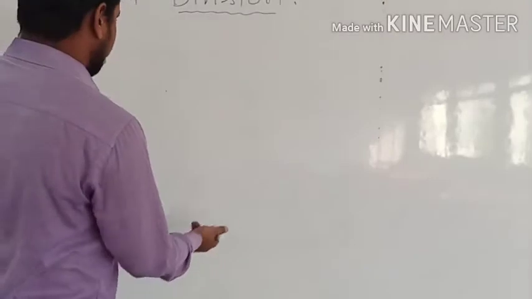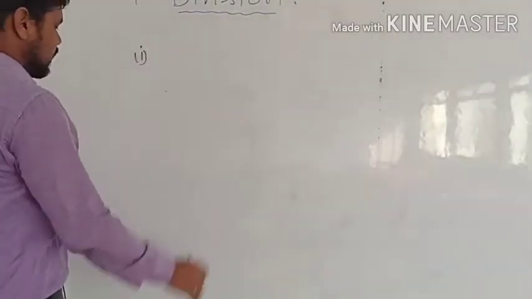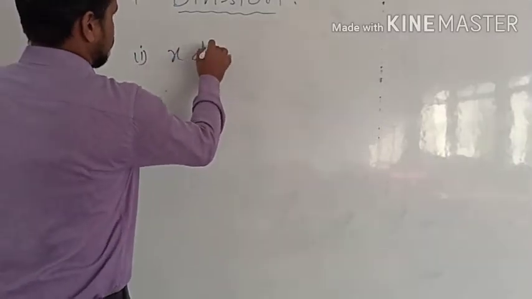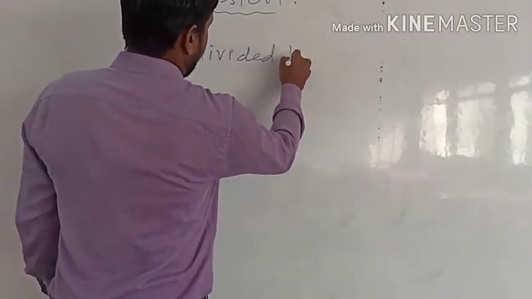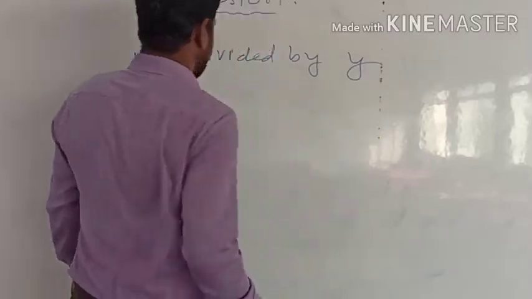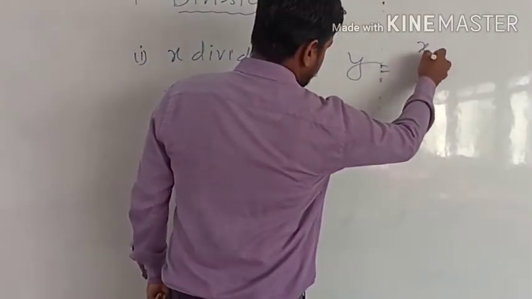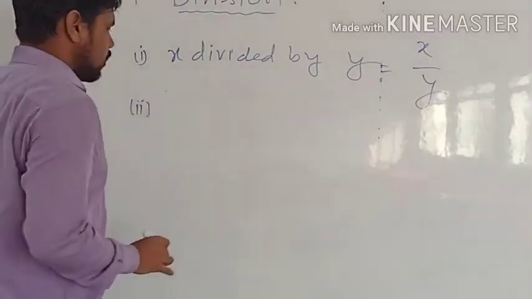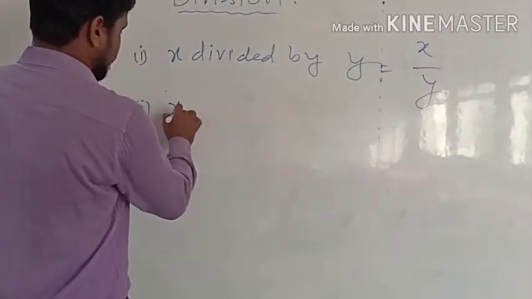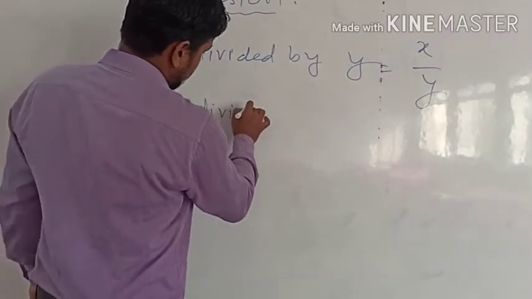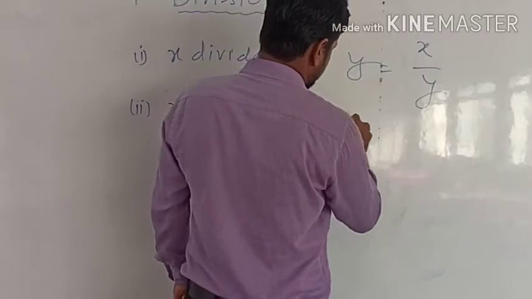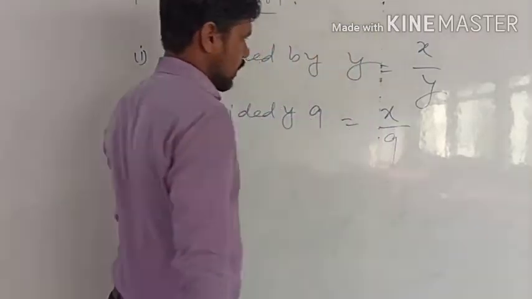Now in division. Division is also easy. Now we have to take care of very simple three things. As I am saying, first one: x divided by y. So what will be the expression? x by y. Very simply. Now suppose I am asking x divided by any particular number, suppose 9. So it will be x by 9.